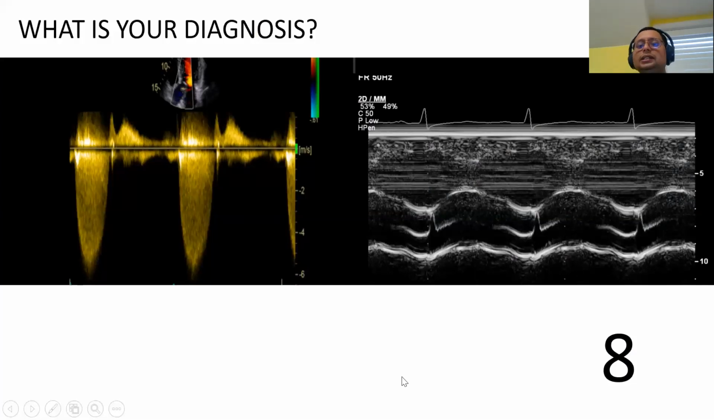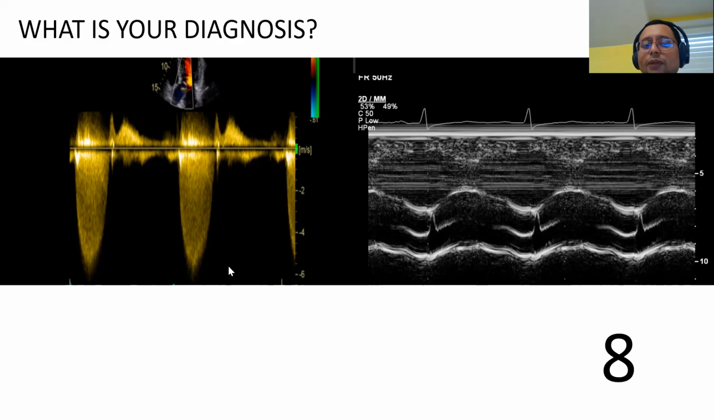Okay, look at this. This is a Doppler across the aortic valve, and this is an M-mode across the aortic valve leaflet. So what is your diagnosis in this situation? Let's go one by one. Look at the Doppler profile. This does not look like dynamic LVOT obstruction. Why? Because dynamic LVOT obstruction should be late peaking. So that is not dynamic LVOT obstruction. Whenever you see a parabolic shape like this, it must be a fixed obstruction.